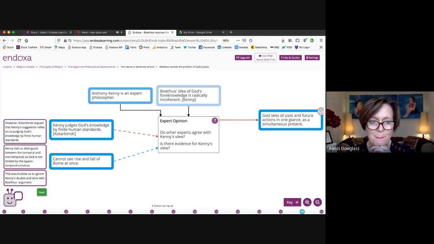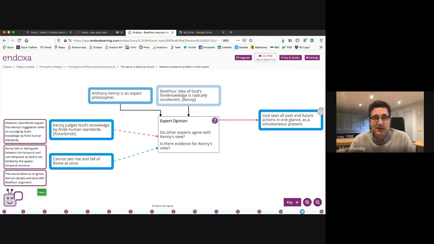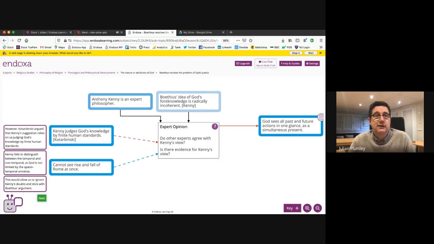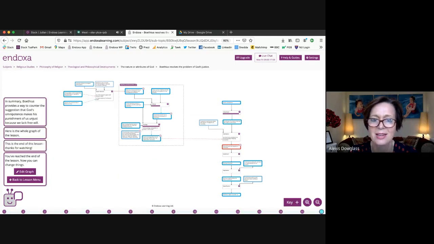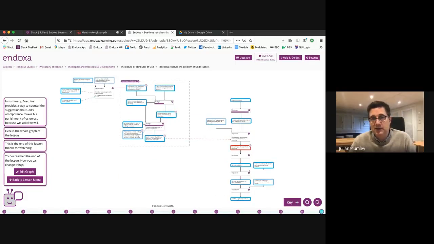Great, thank you. So the last step is, as ever, the complete graph, so you can see how everything fits together. And as students are editing their own graphs, they can add any number of expert opinions? Yeah, they can add what they like. So here is the whole graph.